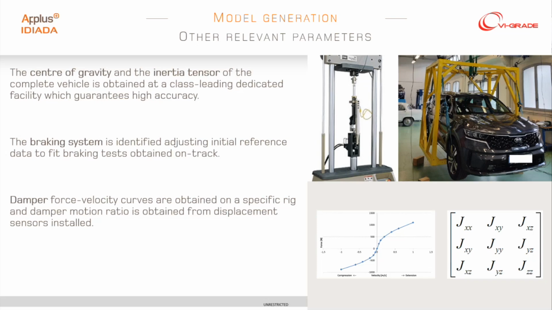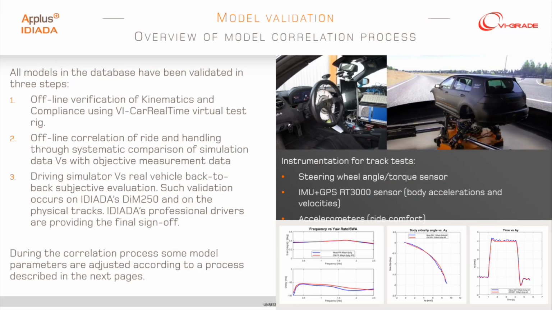So how do we trust the model that we generate at this point? Well, this is an overview of how we correlate these models. We follow 3 steps. First, we validate the model at KNC level, so at system level. We validate both suspensions and the steering system in order to understand if the handling of the vehicle, every bit that might have deviated from proper correlation, is not coming from the kinematics.